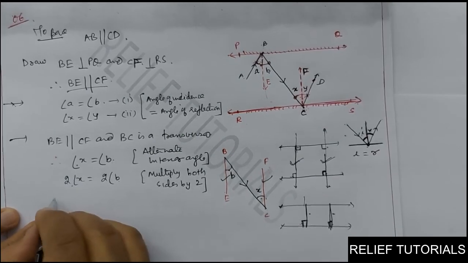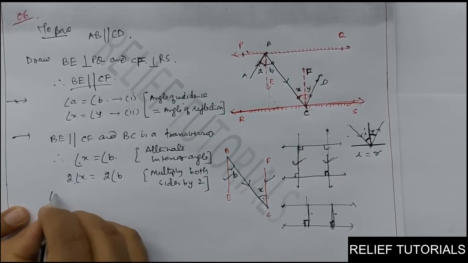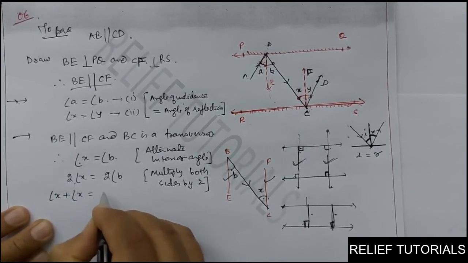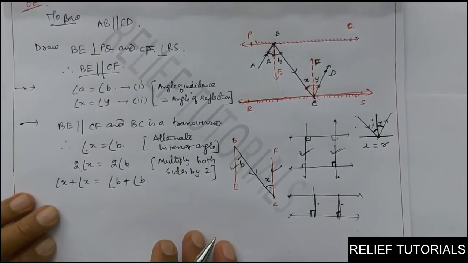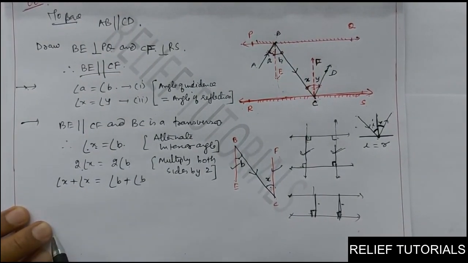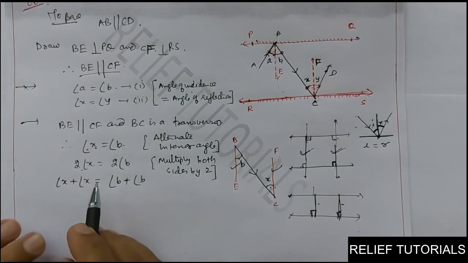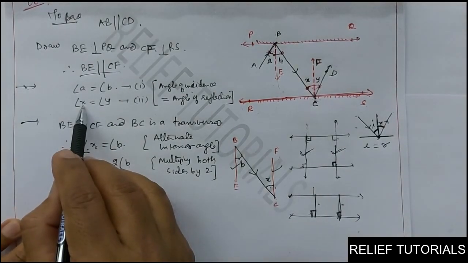2 times angle X, I can write this way: angle X plus angle X is equal to angle B plus angle B. Clear? Now we have X is equal to B. Clear? See, now we can write one more thing here.